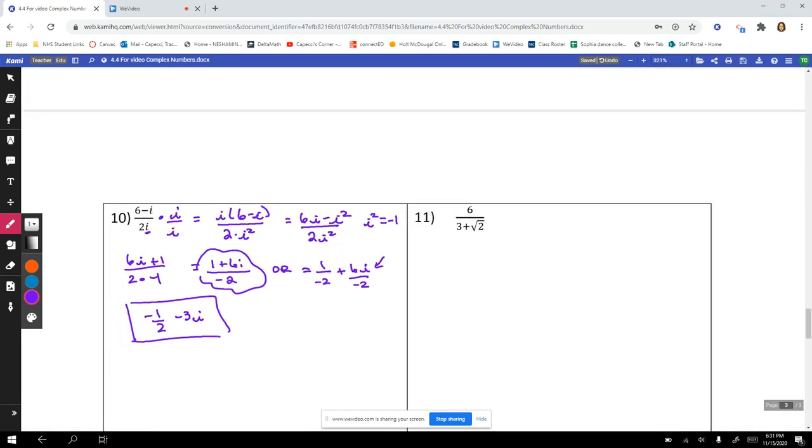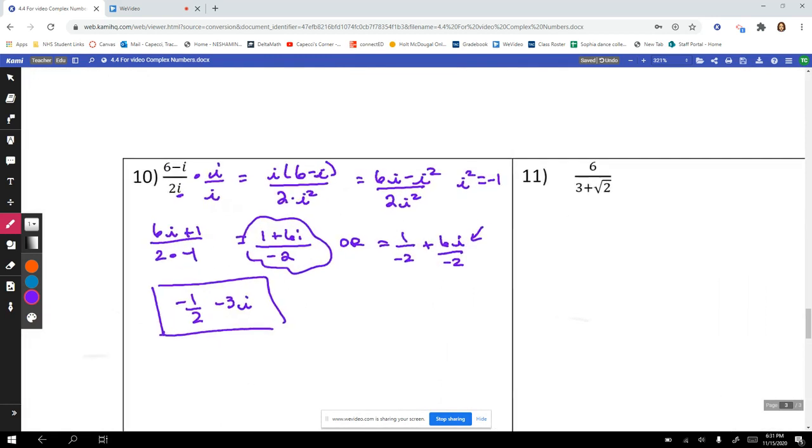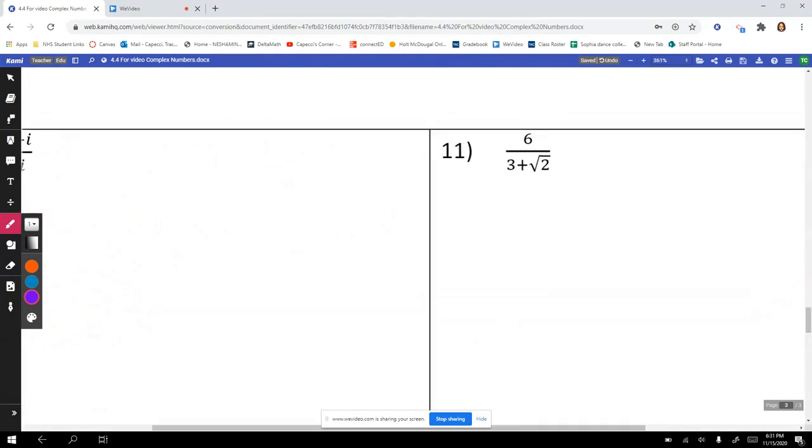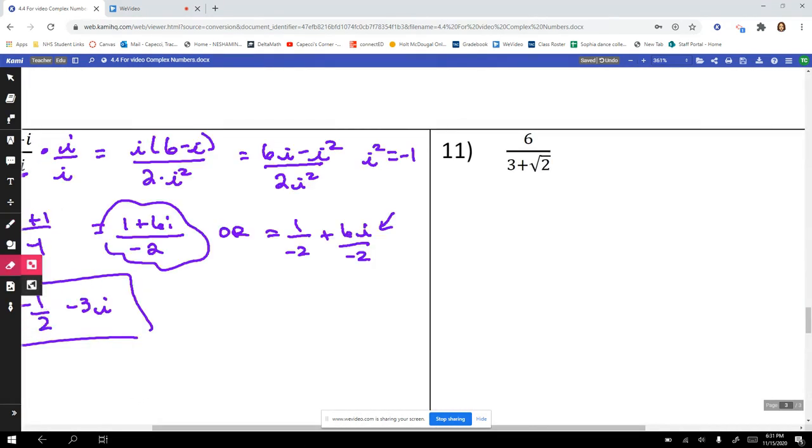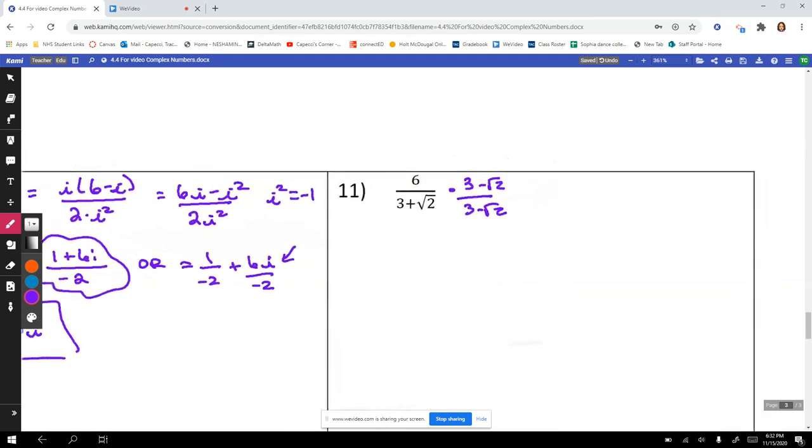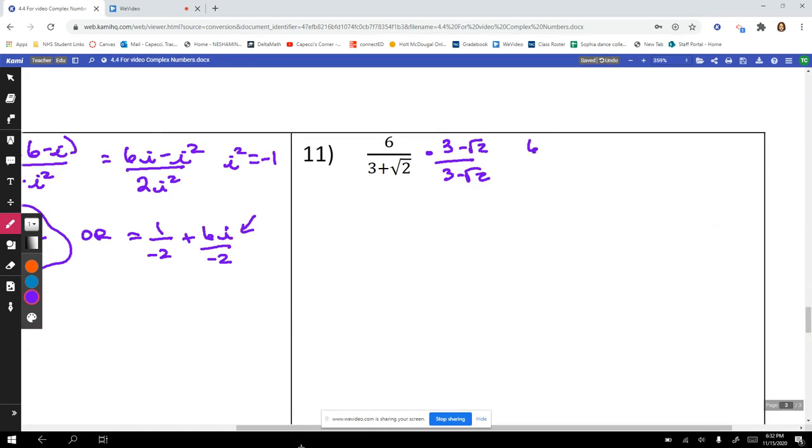All right, moving on. Again, going back to our Algebra 1 topics. If I have a binomial on the bottom with a radical, I have to multiply by the conjugate. So what the conjugate is, it's the same binomial, just a different sign. So that gives me 3 minus the square root of 2, 3 minus the square root of 2. So again, I have 6 times the quantity of 3 minus the square root of 2.